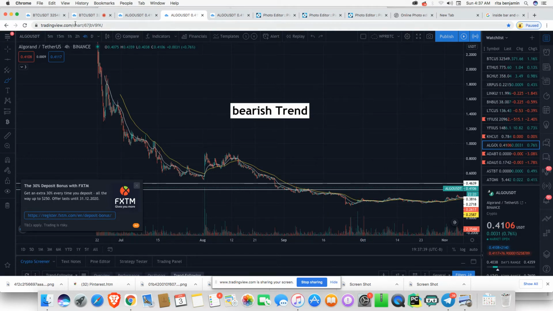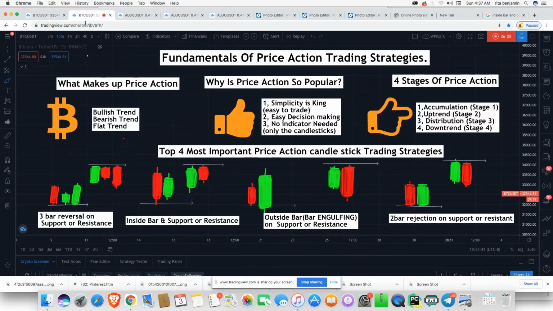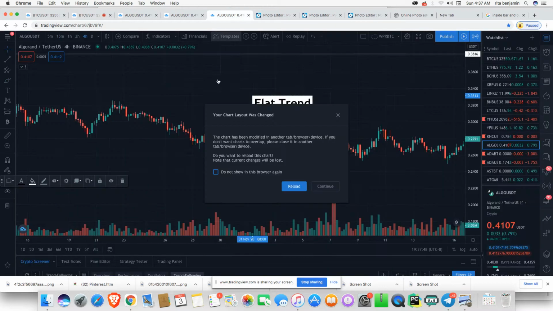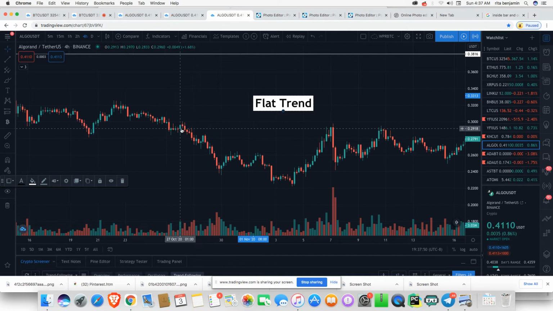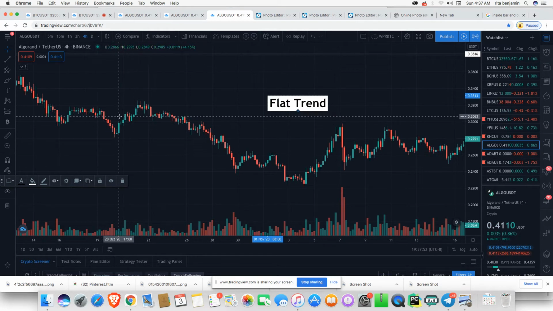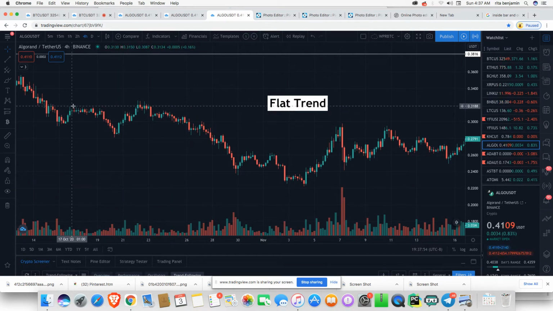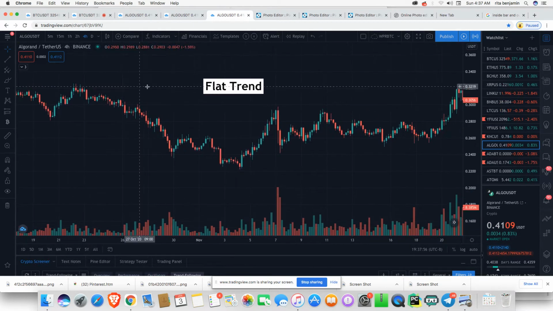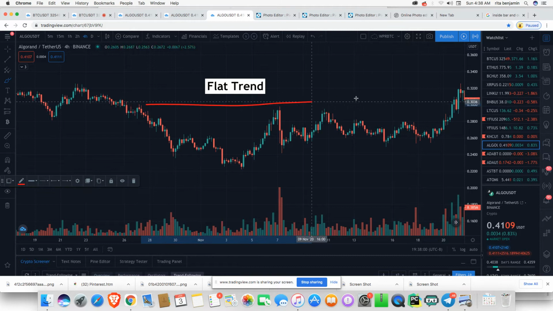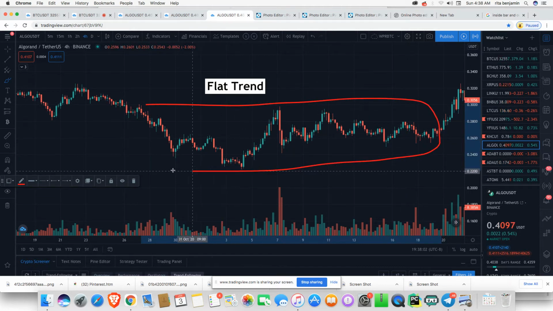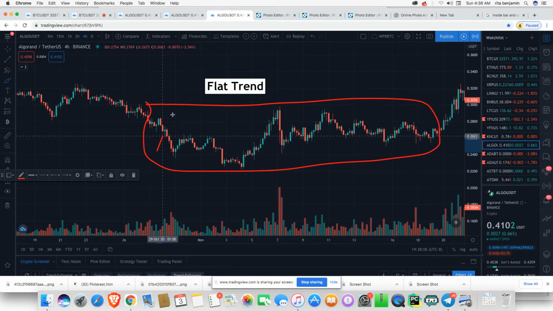Now, the next aspect of the market that you should familiarize yourself with when it comes to price action is called the flat trend. Now, what is a flat trend? In the situation of a flat trend, you see price is moving sideways, right? Price is neither moving up or down. Price is contained in one place. So if I draw a box here, you see that price is not leaving this box. Instead, price is moving sideways, right?